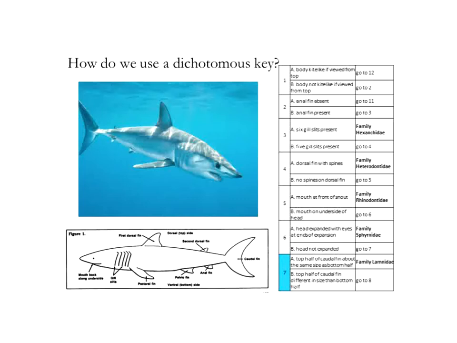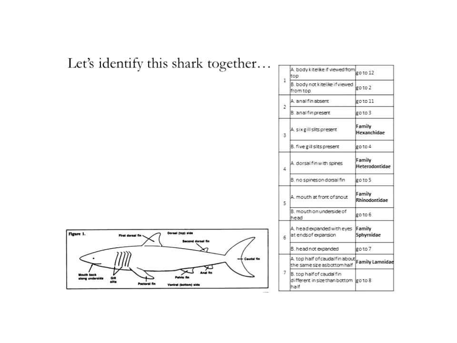Step 7 is about the caudal fin, which is that tail fin. It's asking whether the top half of the caudal fin is about the same size as the bottom half, or whether the top half of the caudal fin is a different size than the bottom half. In this case, they're pretty evenly proportioned. So that leads us to this family. It's family Lamnidae. So our mako shark belongs to this family. So that's how we use a dichotomous key.